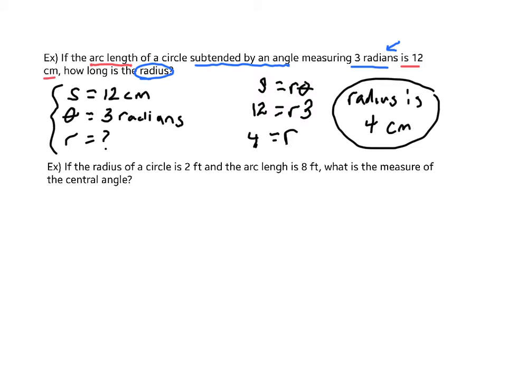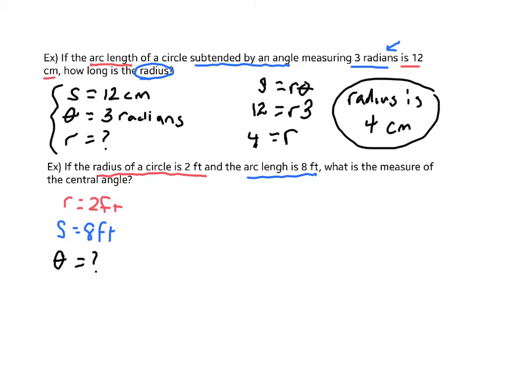So the calculations aren't that hard, it's just a matter of figuring out what variables are given, what we're looking for, and which formula. In our second example, we have a radius of a circle is 2 feet. So I know that R equals 2 feet. And I know that the arc length is 8 feet, so arc length we said is S, so S equals 8 feet. And I want to know what is the measure of the central angle. So theta is our unknown. That's what we have to solve.